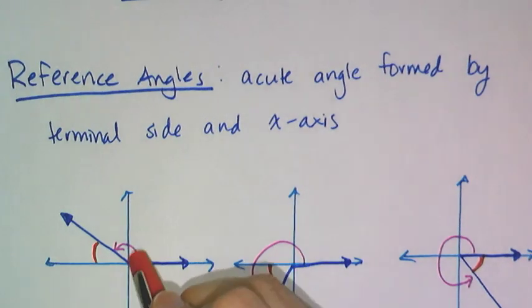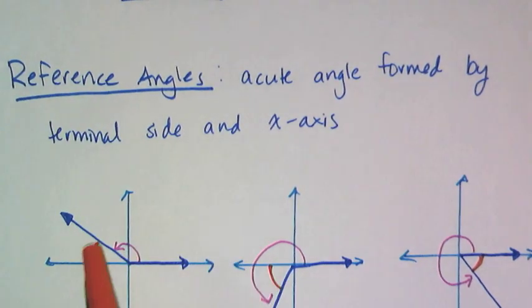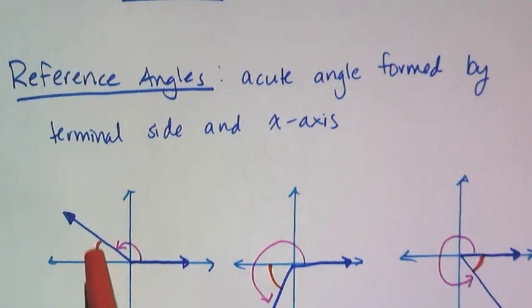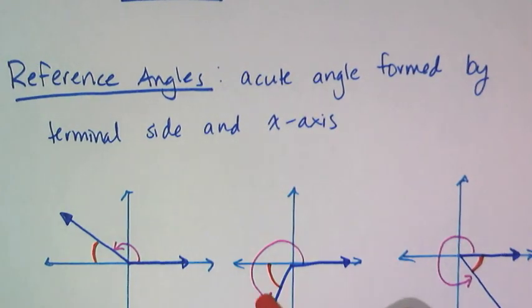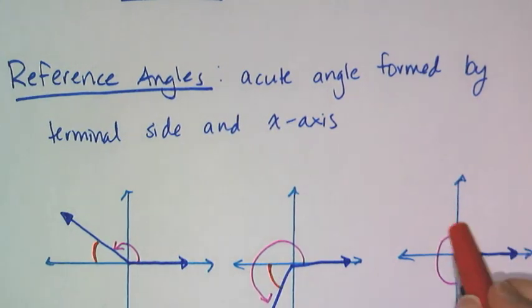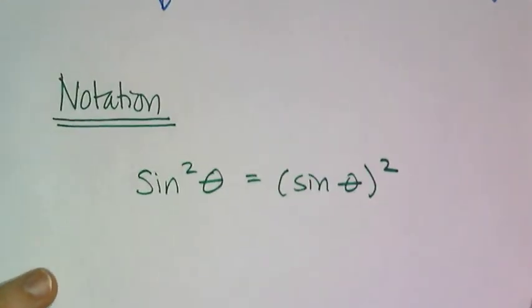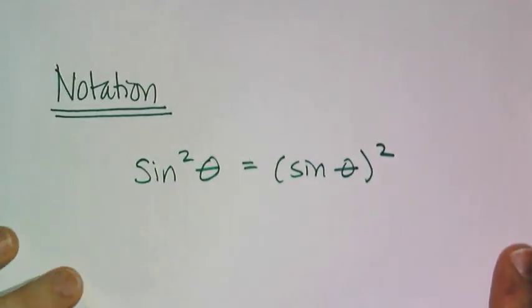So if I have this angle right here, its reference angle is that little red angle. And if I have this big angle right here, it goes around, and that's the reference angle. And if this angle goes all the way around there, then that is the reference angle.